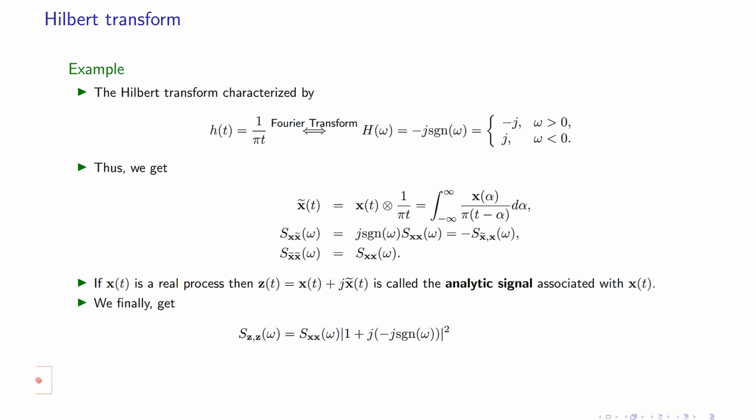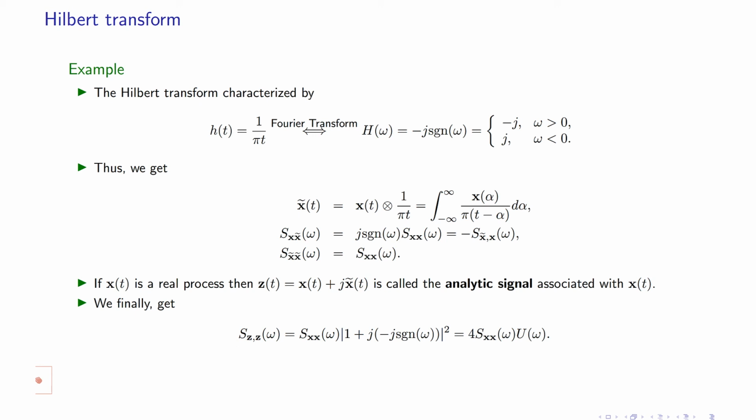So for instance, consider the power spectral density of the analytic signal, because you could see that this is equal to x of t convolved with 1 plus 1 over pi t. Then if you take the Fourier transform of that, you get this one, and then take its magnitude. So the power spectral density of your analytic signal is interesting. So you get this one.